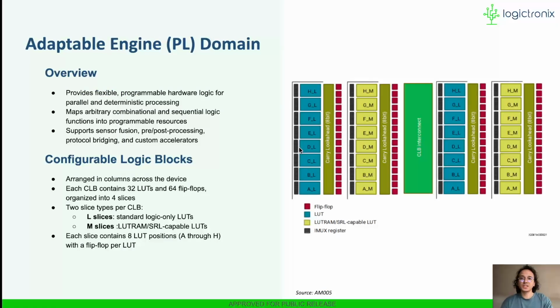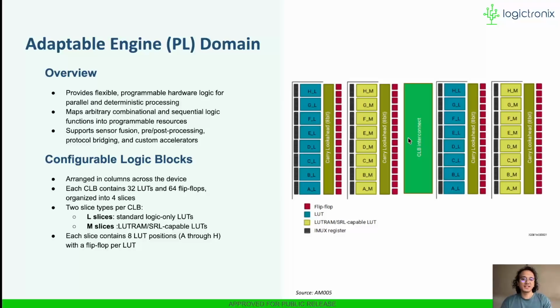Coming to the adaptable engine, or programmable logic. This is the FPGA portion in the Versal. It provides flexible programmable hardware logic for parallel and deterministic processing. On the right side, we can see the columnar architecture of the configurable logic blocks in the Versal. Each CLB contains 32 lookup tables and 64 flip-flops organized into 4 slices.